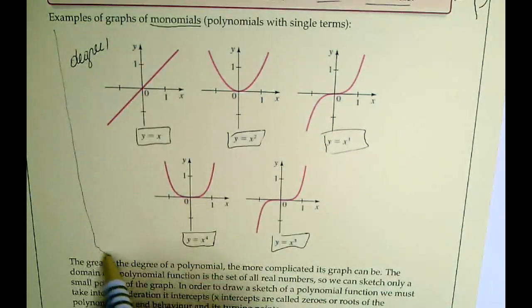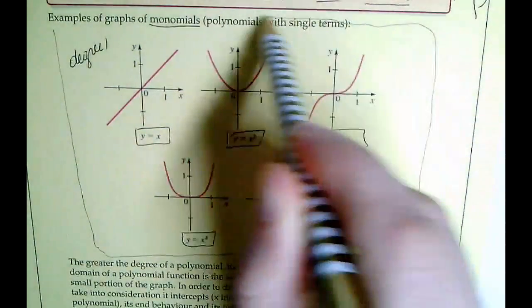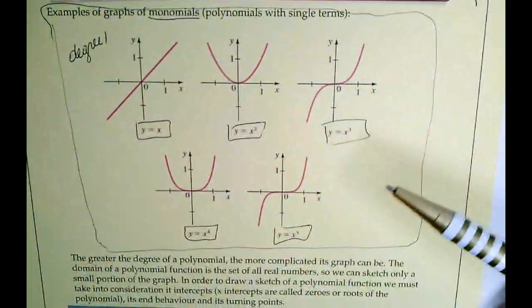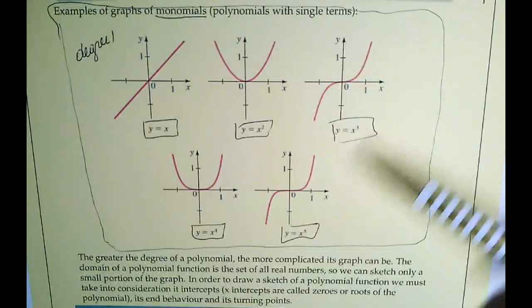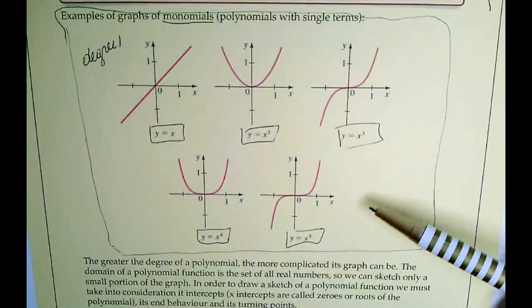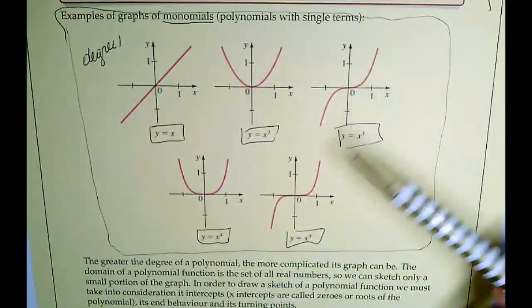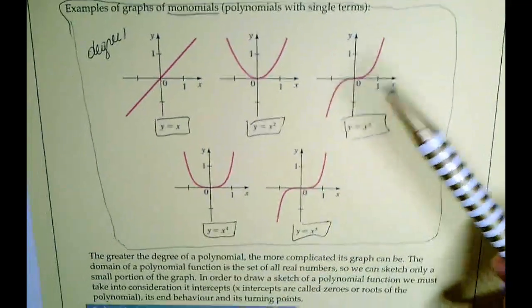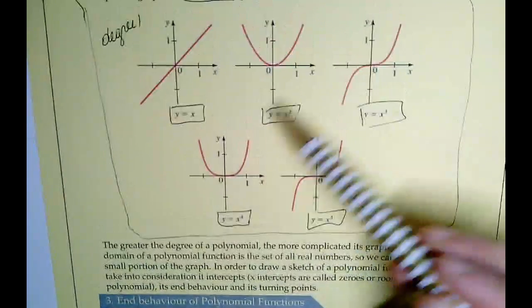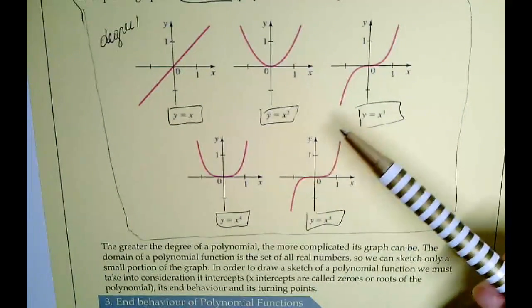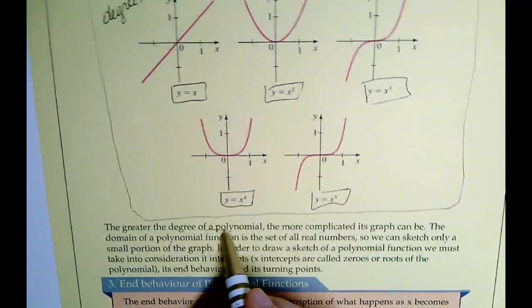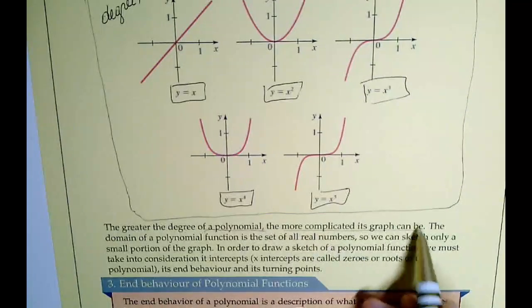So this is important to have in mind, because when we graph polynomial functions, all the polynomial functions are going to behave like these ones in the long run. But they're not going to look like this. The greater the degree of the polynomial, the more complicated its graph can be.